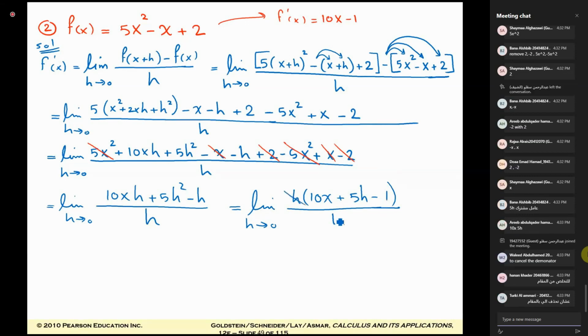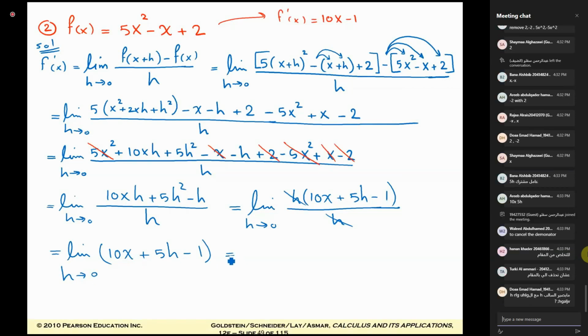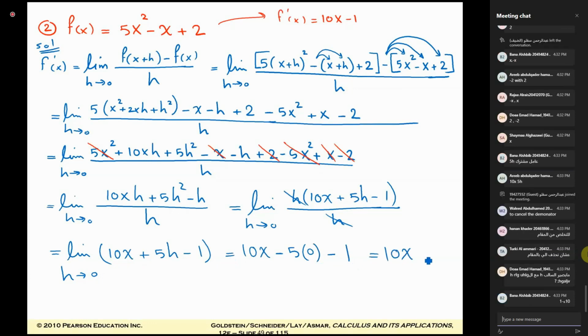Okay, to remove the denominators, we have the final polynomial 10x plus 5h minus 1. Now we can substitute h equals 0. After substituting h equals 0, we have 10x minus 1.